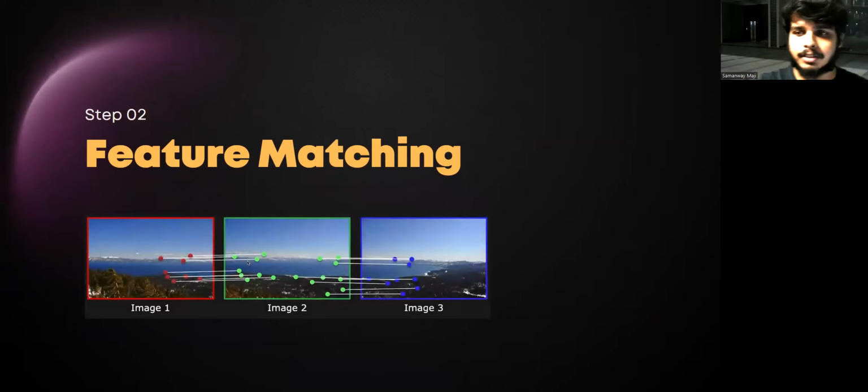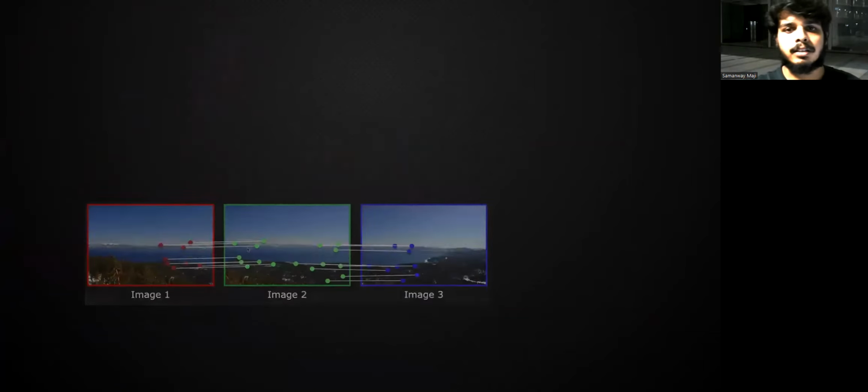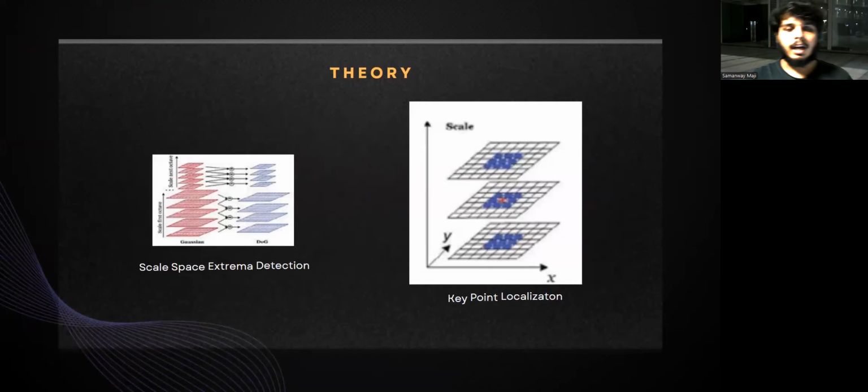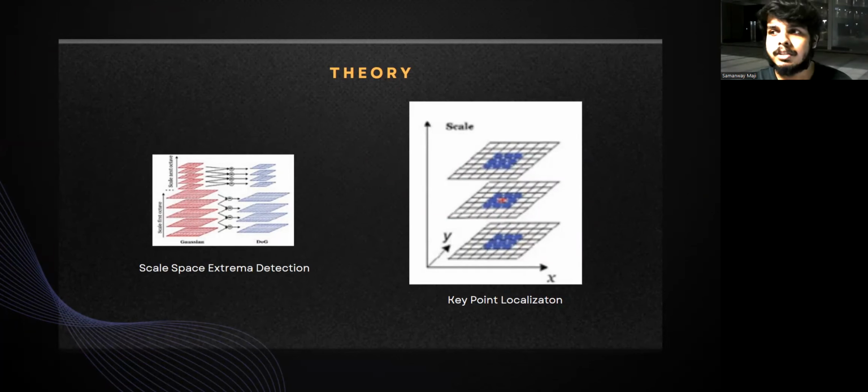Now feature matching is essentially done by a step called SIFT. SIFT is a computer vision technique, which is specially used to extract features from the images. So how is it done? Basically, it has 4 steps.